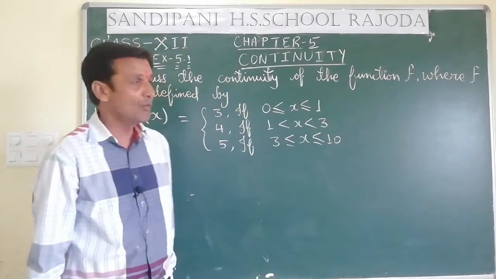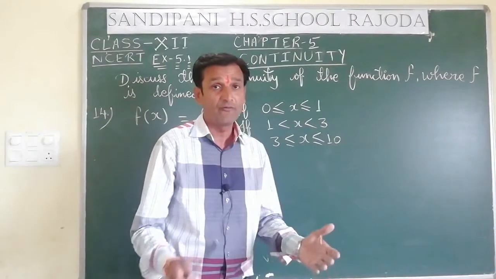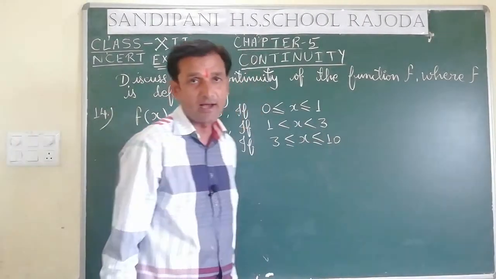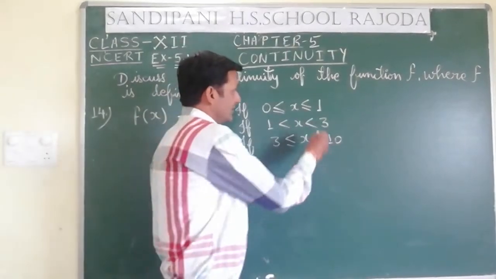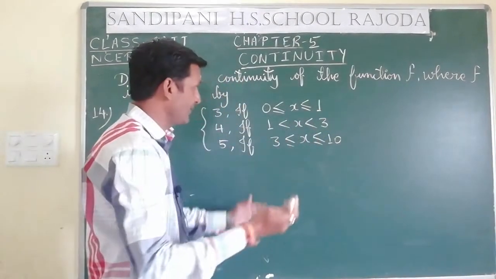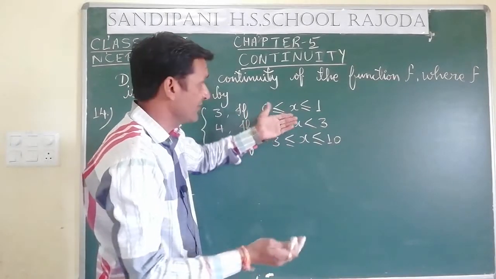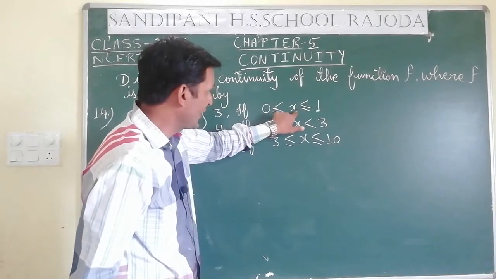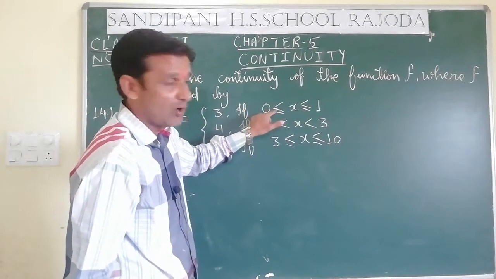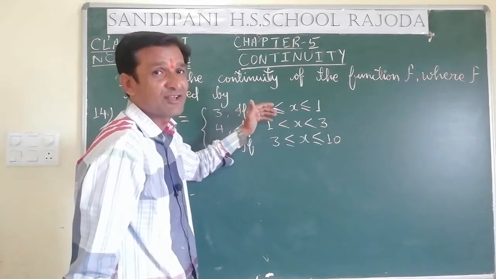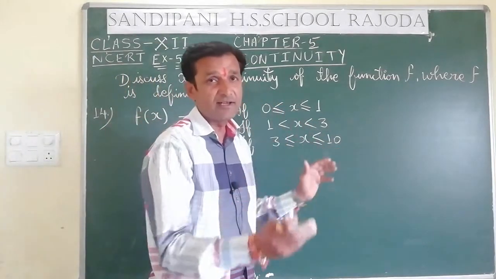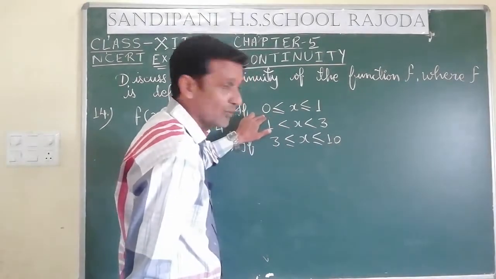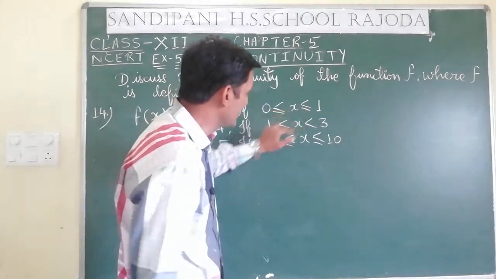So let me tell you one thing first of all: at which point do we have to discuss this continuity? Of course, 3 intervals are given here. See, here 0 is less than or equal to x means x is greater than 0 or x is equal to 0, but the x is less than 0 part is not given here. So we are unable to discuss this continuity at 0. We are only able to discuss it at point 1.